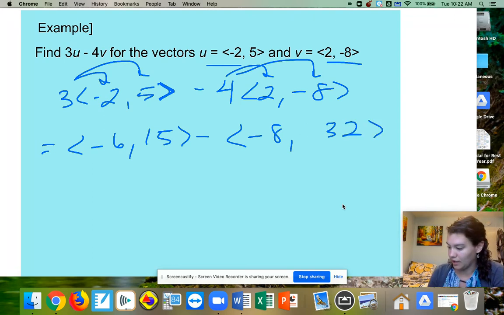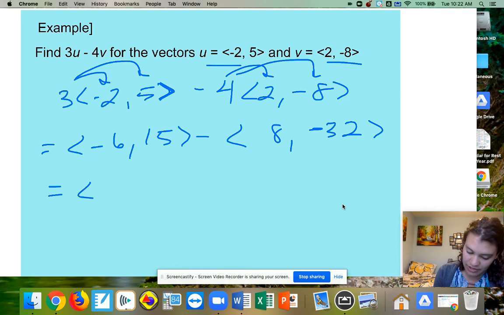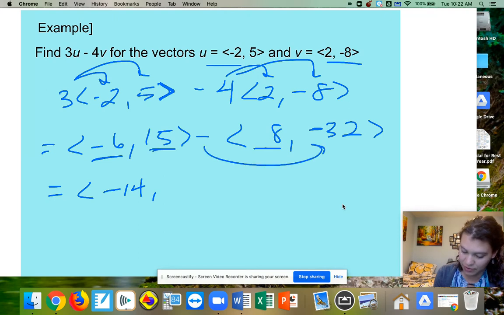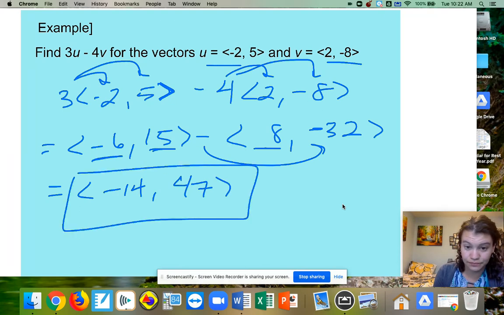Right there. And now you just want to actually, so this would be negative. Here, you can either distribute the negative in or not, so I'll leave the negative out front. And now you want to subtract here. So we're going to do -6 minus a -8 to give you -14. 15 minus -32, so it becomes plus to get 47. And this is your vector. So you could here distribute the negative in and make this positive, negative, positive, and then add them together. That's fine too. You should get the same answer.